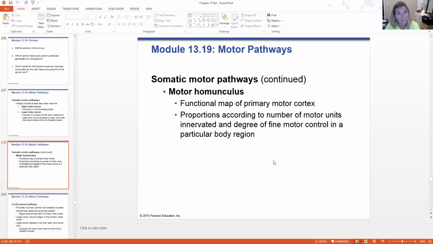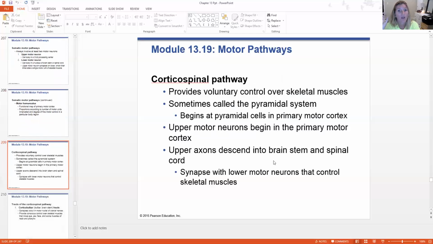There's a motor homunculus, just like there was a sensory homunculus. It's the functional map of the primary motor cortex, where everything's proportional according to the number of motor units for that part of the body. So our motor pathways, we have the corticospinal pathway, cortico, cortex, spinal, spine, right? So this is providing voluntary control over our skeletal muscles. Sometimes it's called the pyramidal system.